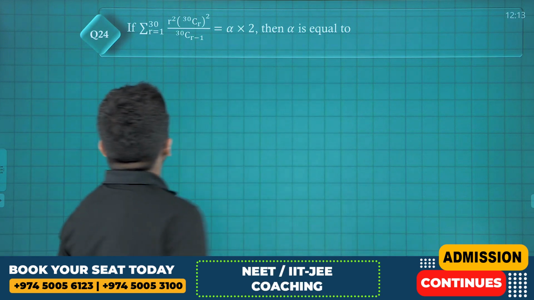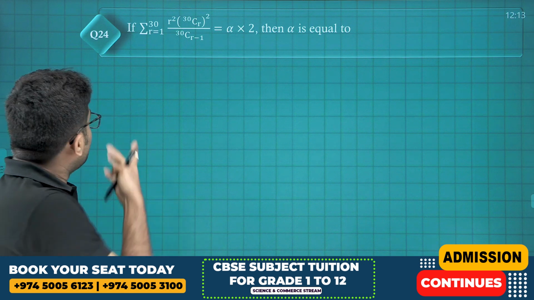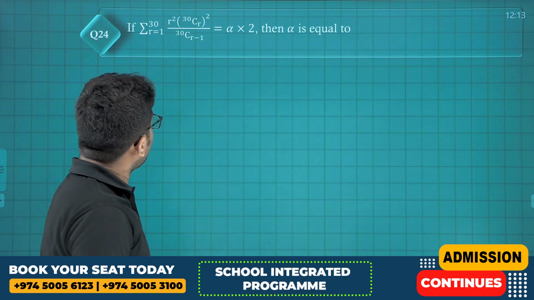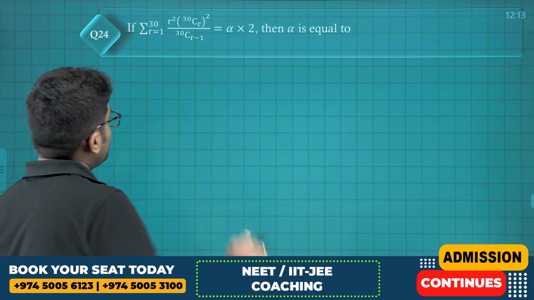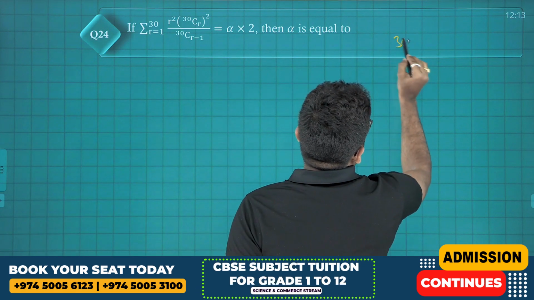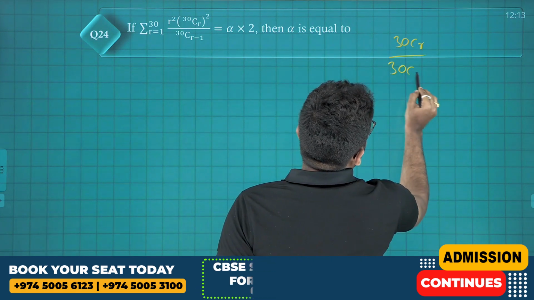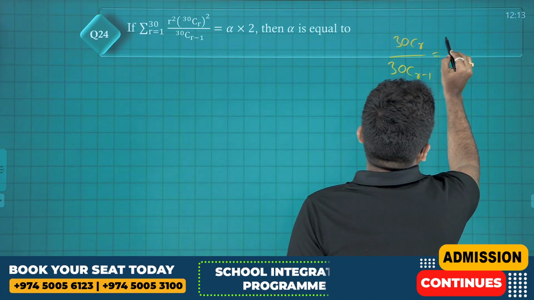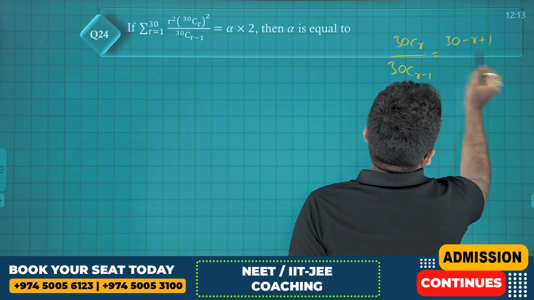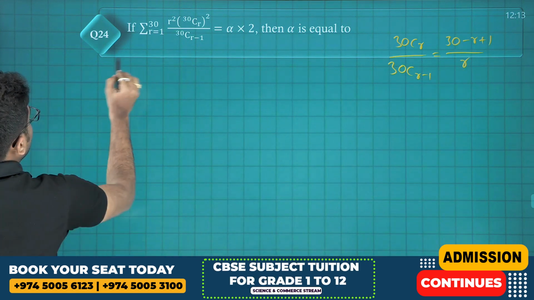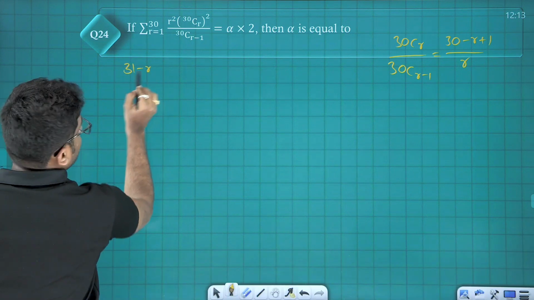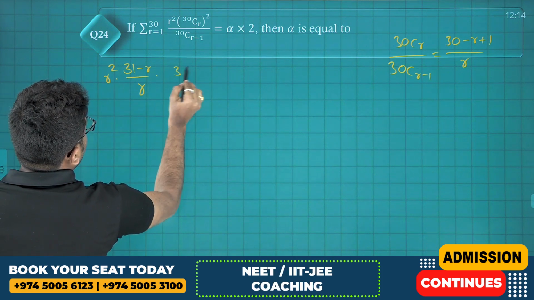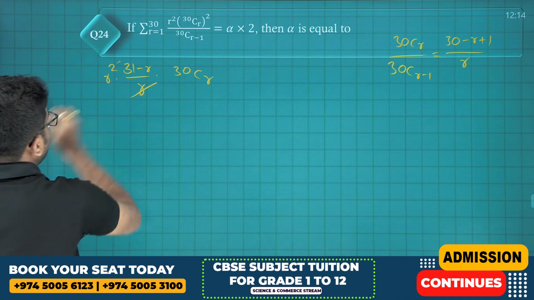Question from binomial theorem. If sigma r equals 1 to 30, r square into (30Cr) whole square divided by 30C(r minus 1) is equal to alpha into 2 power 29. First, what is 30Cr divided by 30C(r minus 1)? nCr by nC(r minus 1) is (n minus r plus 1) divided by r. So that is (31 minus r) divided by r. We have r square into 30Cr.